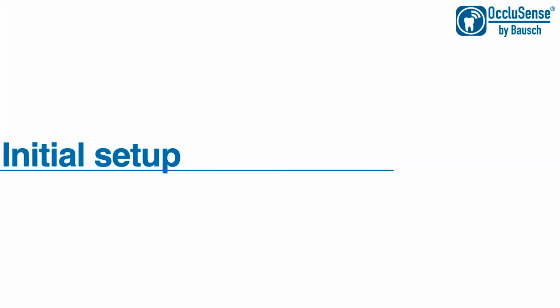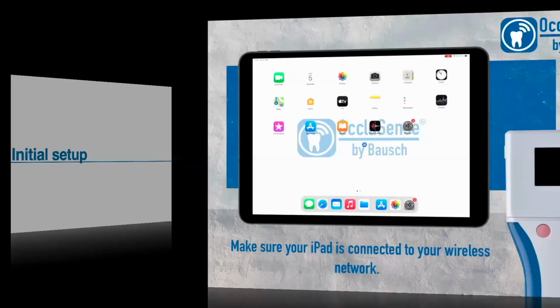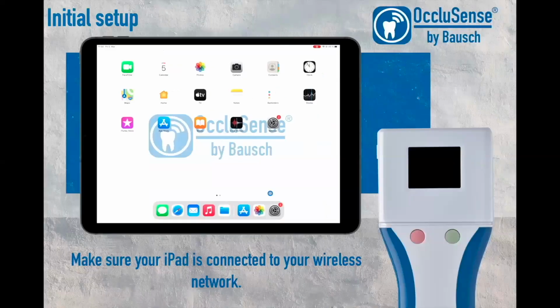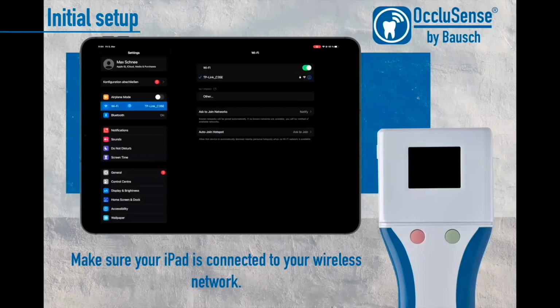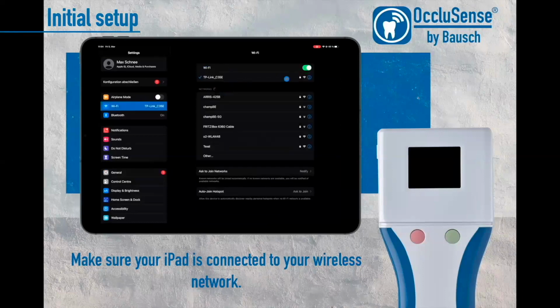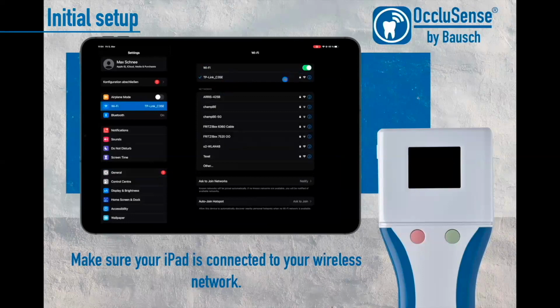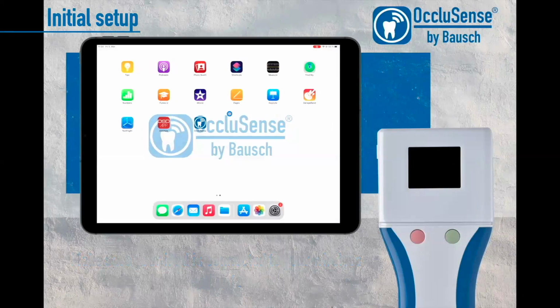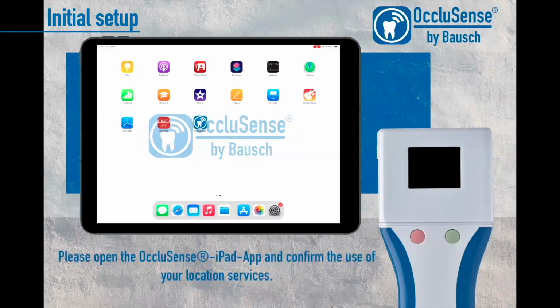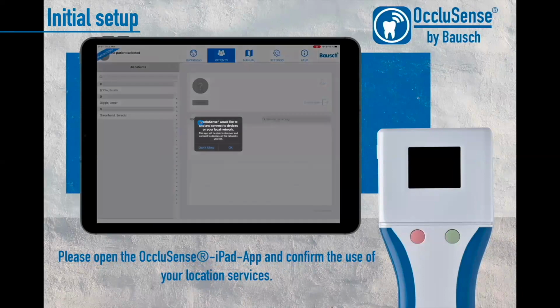To first get started, you need to do an initial setup. And for this, you need to ensure that your iPad is connected to Wi-Fi. You then go onto the OccluSense app and can start your initial setup. And in this setup, you will be guided through every necessary step. So once your setup is complete, you don't need to remember this. I'm just showing you this so you've seen it once. Once you've completed the setup, you can then register your system.